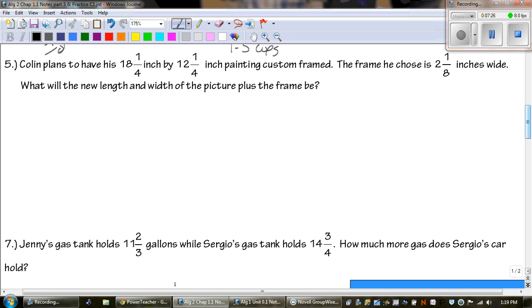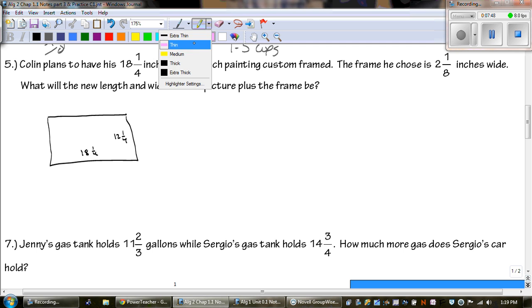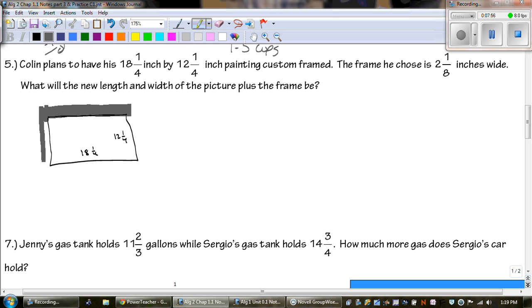Now, for this one, we need to draw a picture. All right, so here we go. Here's my 18 1/4 by 12 1/4. I'm just going to label them. So this is 18 1/4. This is my 12 1/4. Now, for my frame that we are building, we'll put it in gray. It goes all the way around, on the outside of the picture.